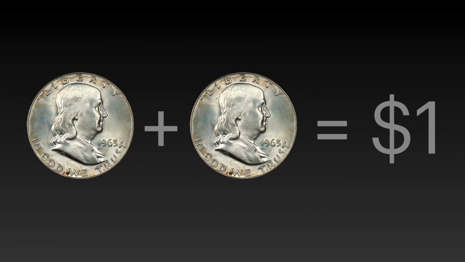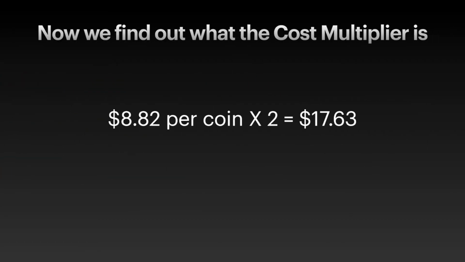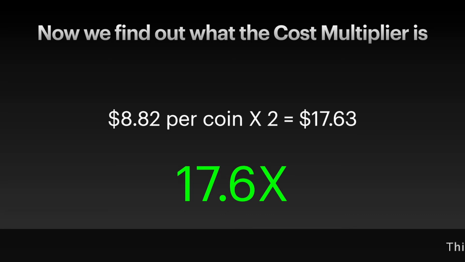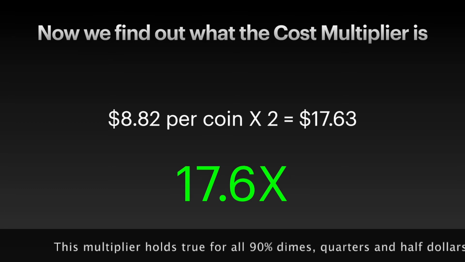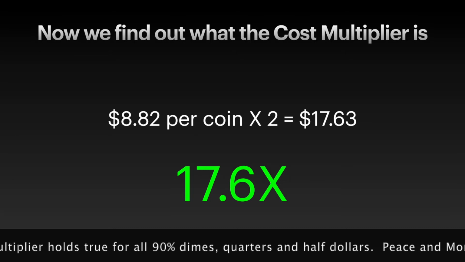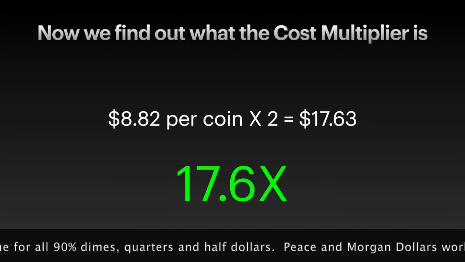And as we all know, 2 half dollars make a dollar. And we multiply our 8.82 by 2, and we land at $17.63. So in general, that gives us a 17.6x multiplier. So again, what that means, if you see somebody selling you 2 half dollars, it should cost in silver about $17.60, right? That's actually just a tad under the spot price in this example.